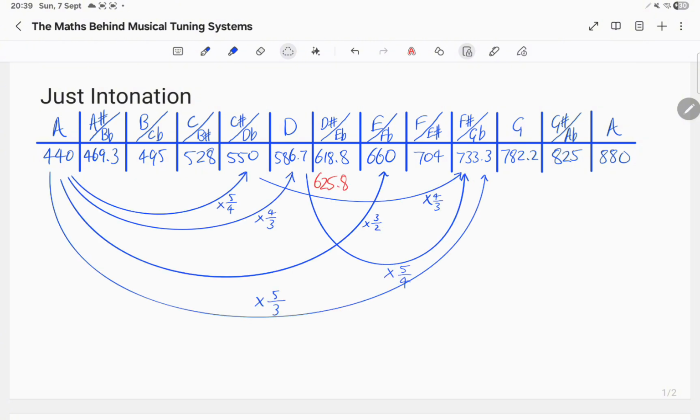Notice, however, that using this to calculate the augmented fourth and diminished fifth actually give different frequencies. The augmented fourth is in blue, 618.8, and the diminished fifth is in red, 625.8. These are only 7 Hz apart. However, at frequencies around 600 Hz, human ears can detect frequency changes on the order of about 1 Hz, and therefore this change is fairly substantial.